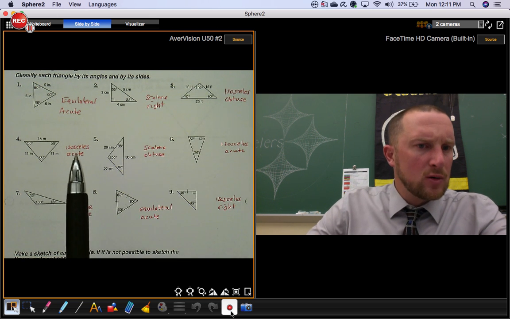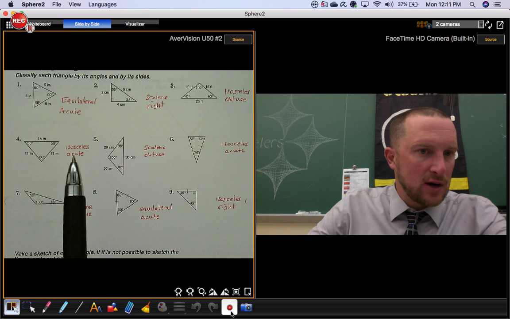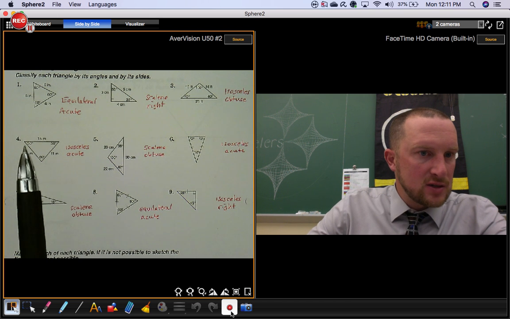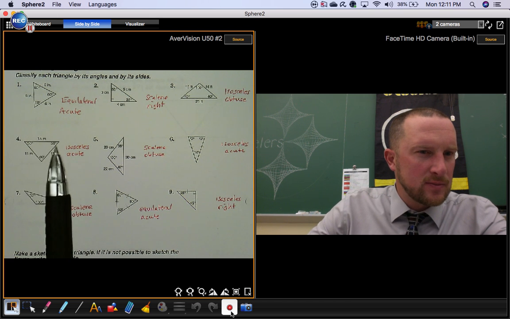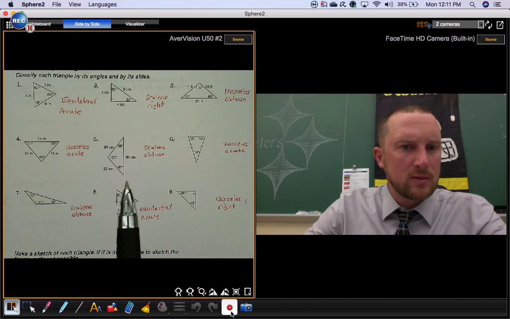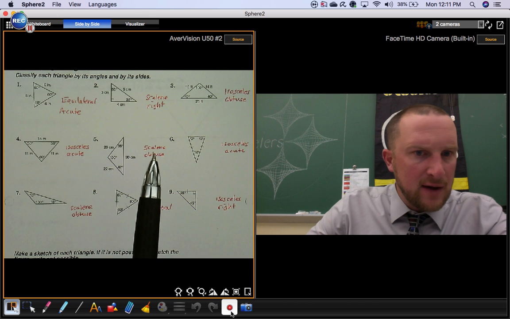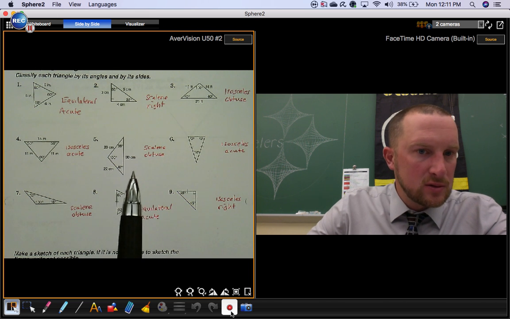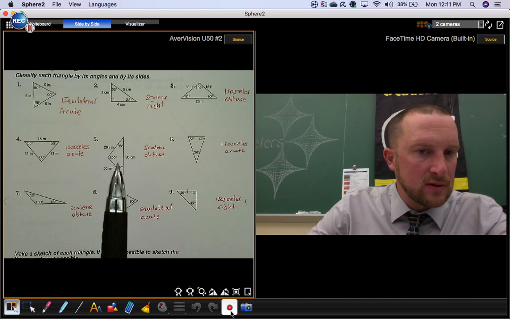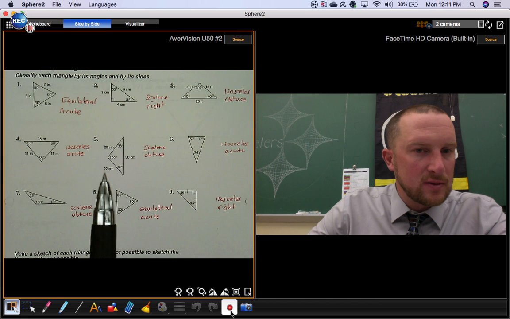In number 4, we have an isosceles acute triangle. It's isosceles because 2 of the angles match. 2 of the sides match as well. All of the angles are less than 90. That's why it's acute. Number 5 is scalene obtuse. All of the angles are different, so all the side lengths are different. It's obtuse because 1 angle is bigger than 90.